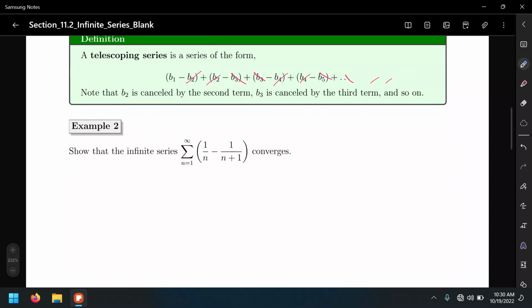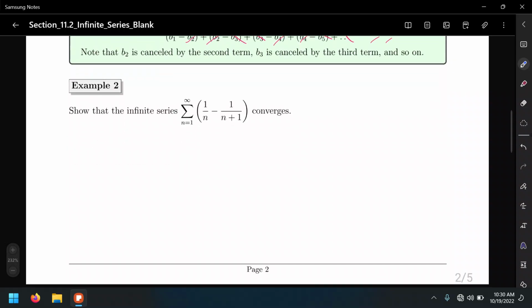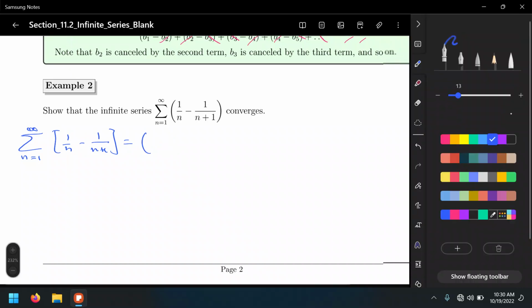All right, let me write down the series again: sigma n equals 1 to infinity of 1 over n minus 1 over n plus 1. We're going to expand a few terms, maybe 4. For n equals 1, I'm going to write 1 over 1 minus 1 over 1 plus 1, which is 2.